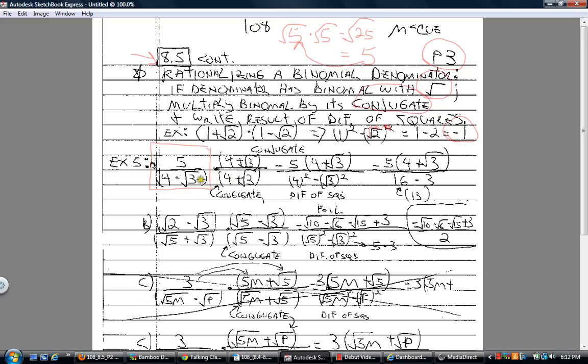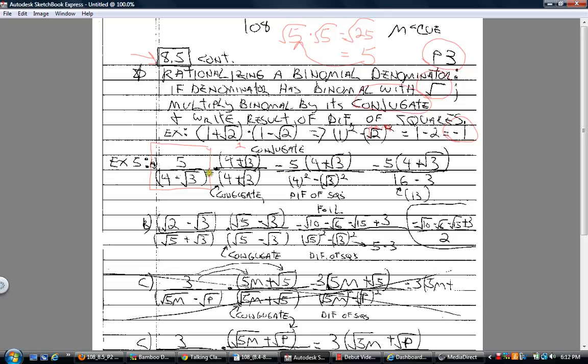You remember, anytime I multiply radicals times radicals, it gets rid of the radical sign. But you've got to stack it. Anything divided by itself equals 1. That's how you don't mess with the problem. You multiply by an equivalent of 1. So go ahead and do that. When we multiply numerators and denominators, we go across the board. 5 times the parentheses, 4 plus the square root of 3. You'll leave it alone for now.